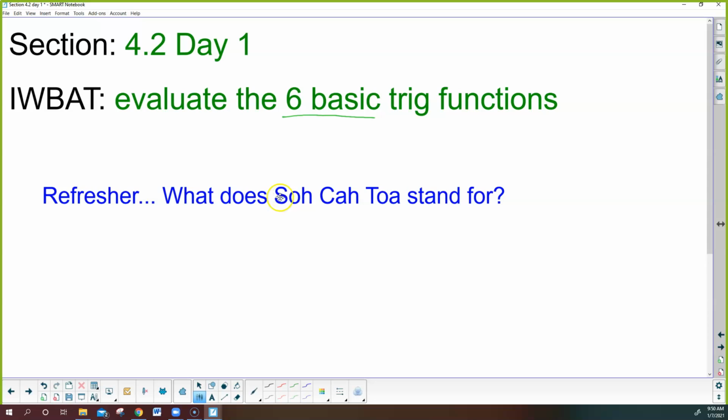It is all based off of Sohcahtoa. And remember, what does Sohcahtoa do? Well, the SOH is the opposite over the hypotenuse. That gives me the ratio for the sine function. And then we have CAH for cosine and TOA for tangent. But there are 6 total trig functions. So we have the 3 basic, and then we have their reciprocals. And we'll show you that in just a second.